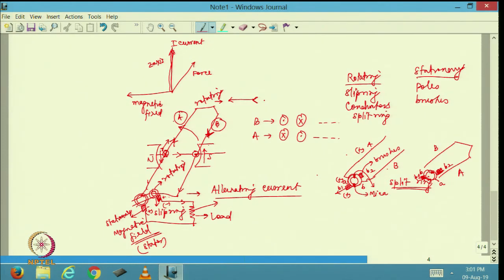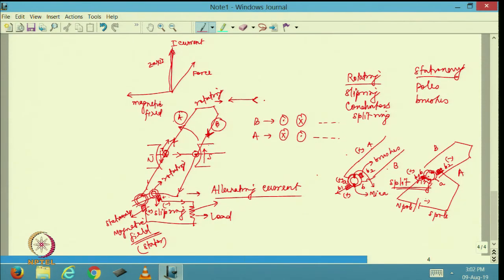So, if you look at this, still this will be positive and this will be negative. So, if I look at the affiliation of B1 and B2 respectively, I am going to have always B1 under the influence of the North Pole and B2 under the influence of the South Pole.